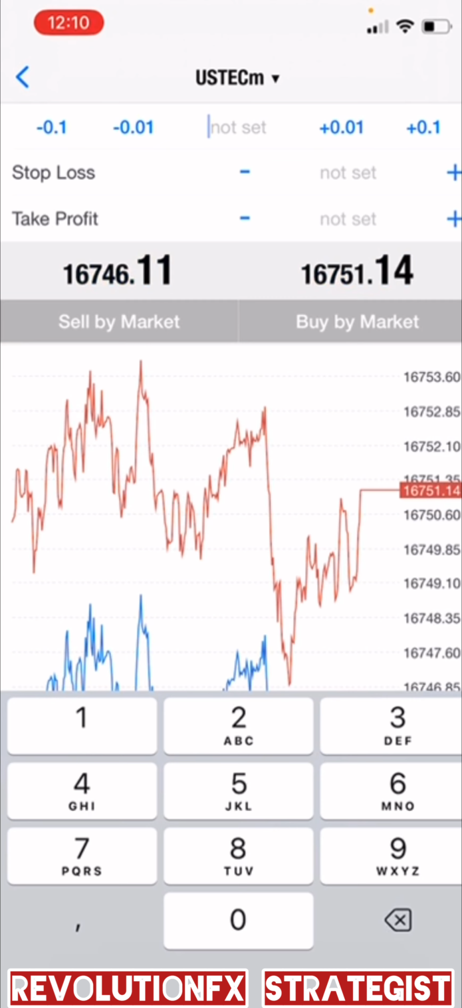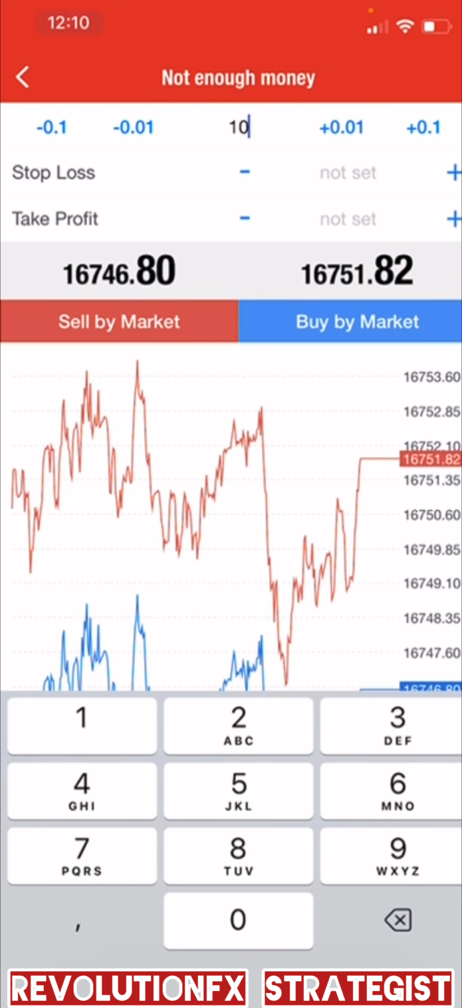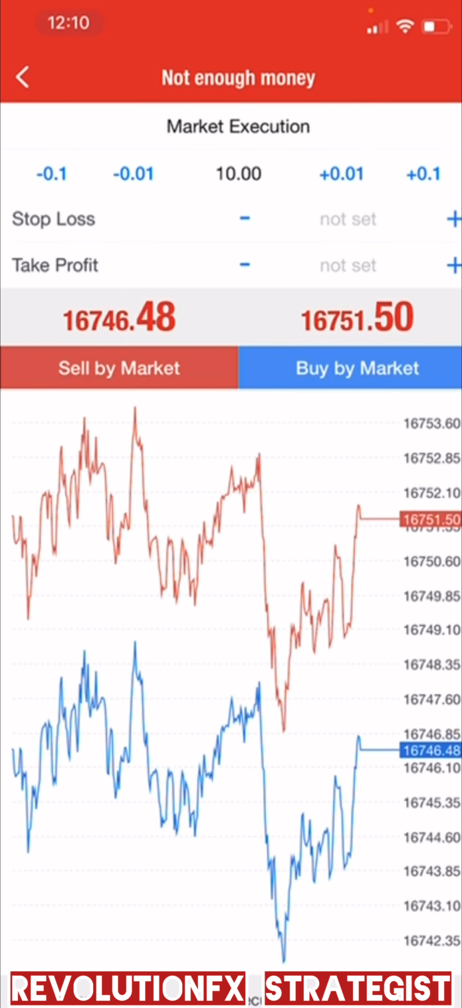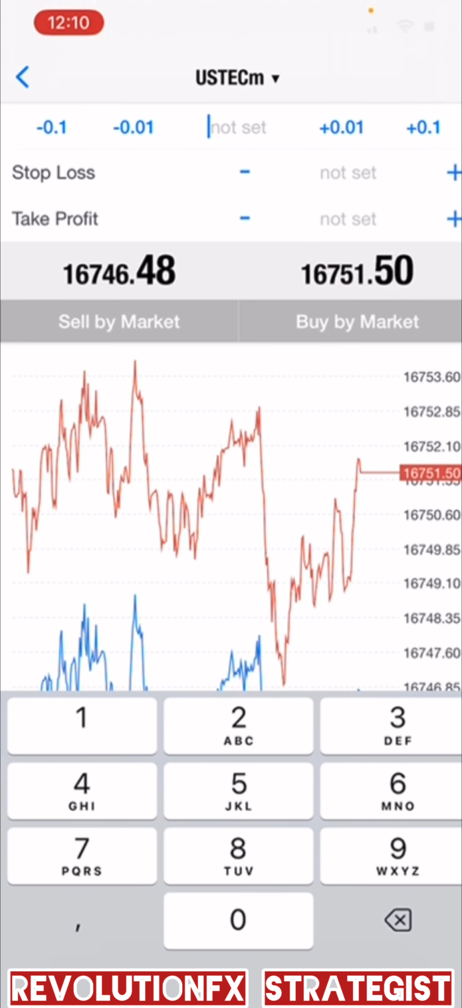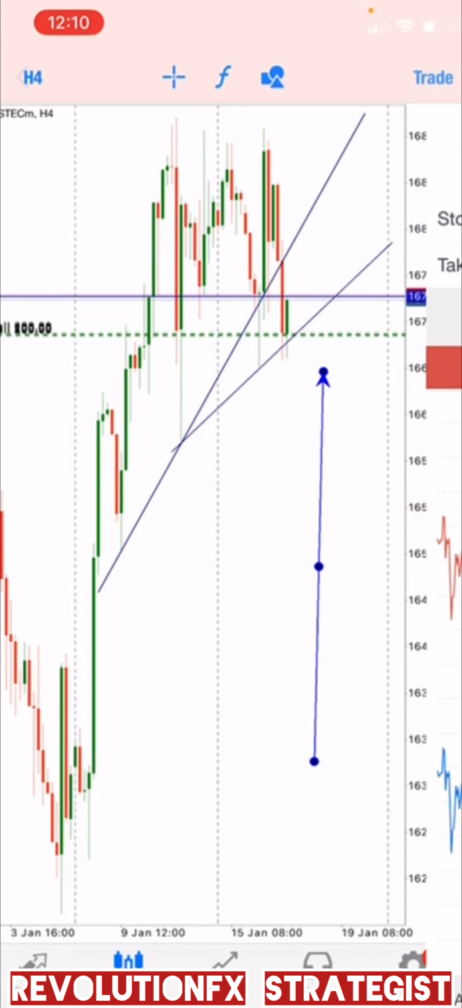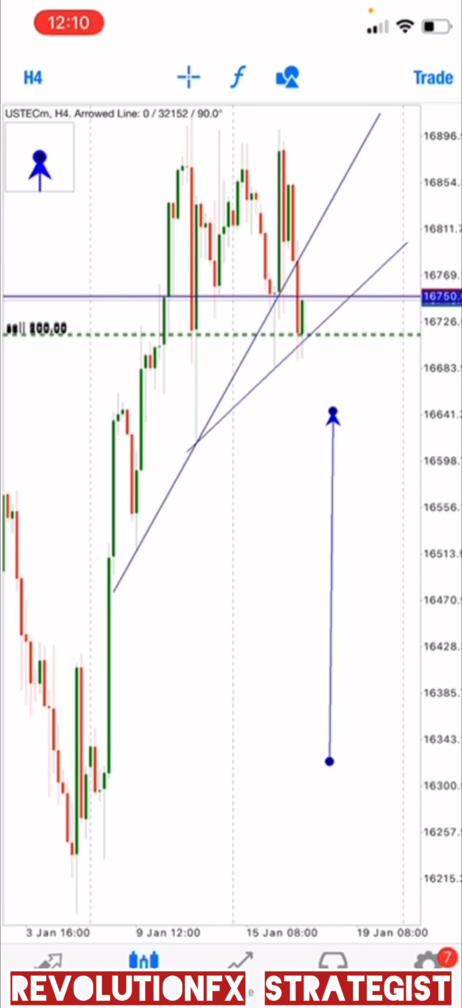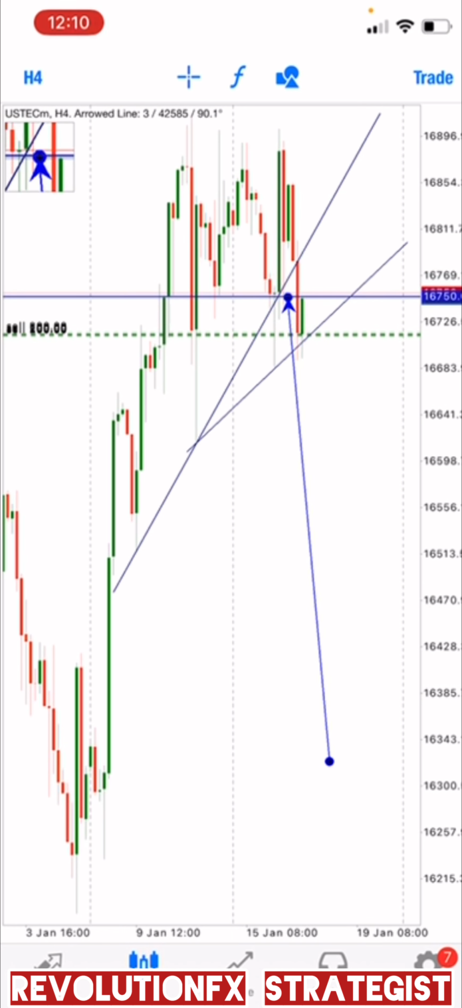If I wanted, I would enter even more positions here. Let's see, my floating loss is there. Let's put one more position and see if we can take them. It's not enough, let's put a 10. Still not enough. I don't have enough leverage there. That's fine, but as you can see, I don't have enough margin.